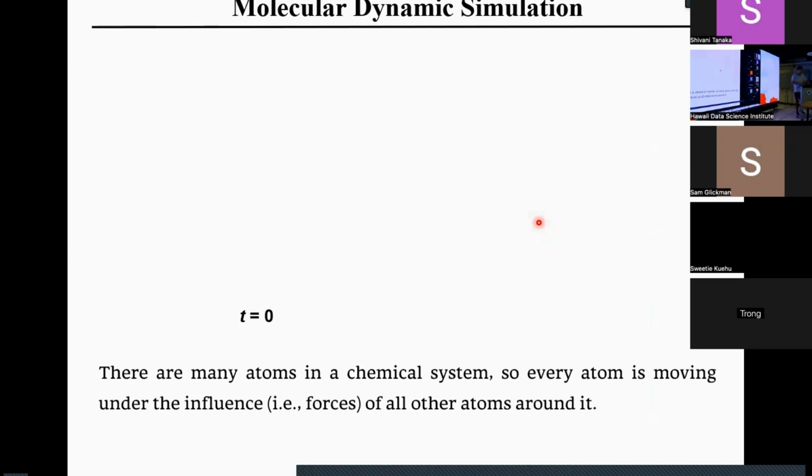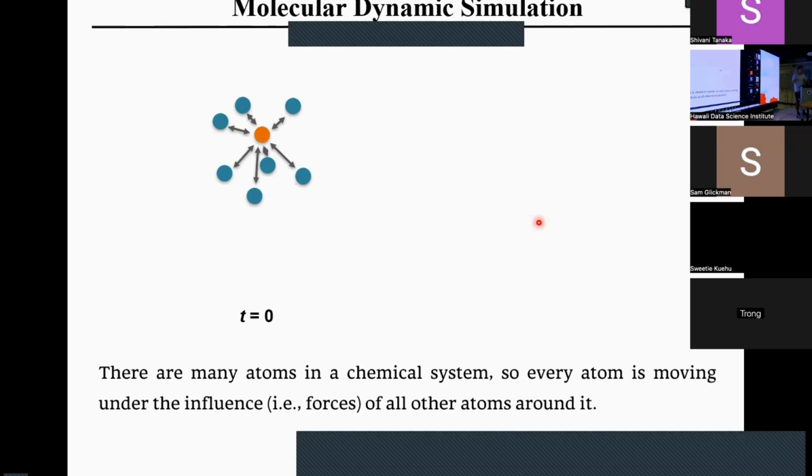Okay, so there are many atoms in a chemical system. If you think about it, every atom is moving under the influence of all the other atoms around it. Each atom will have some sort of interaction, either a Coulombic interaction or a van der Waals interaction or a chemical bond, whatever, right? They're under the influence. So let's say this orange bead is the atom that we're interested in, and these are its immediate neighbors. Each bead is a representation of an atom. Each atom will have an interaction with the atom I'm interested in, correct? And that interaction can be solved with quantum mechanics.